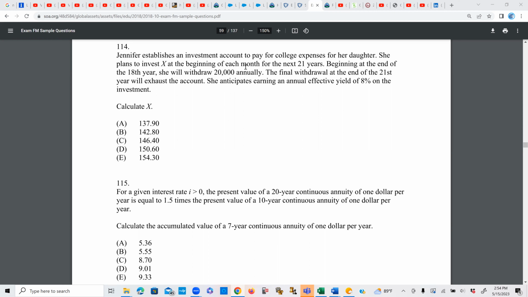Now she's investing at the beginning of each month for the next 21 years, so we need the monthly interest rate first. And once again, the final withdrawal is going to exhaust the account. That means the present value of the investments at any time equals the present value of the withdrawals at the same time. So let's first calculate the monthly effective interest rate, because the deposits are happening monthly.